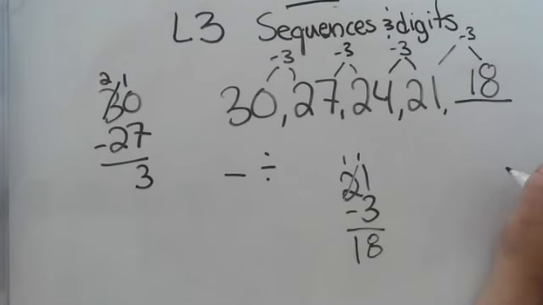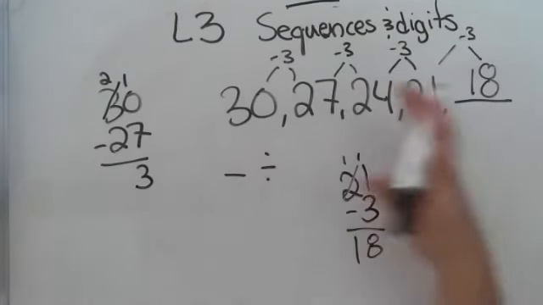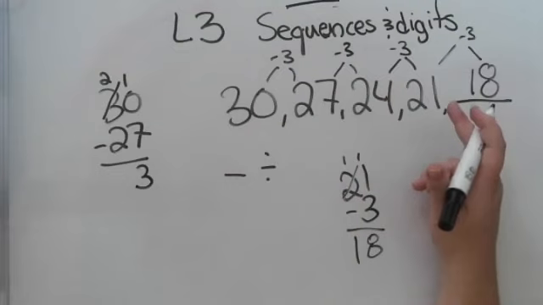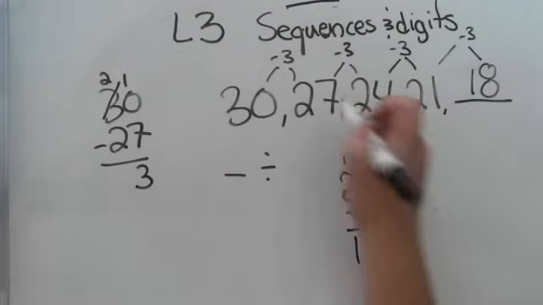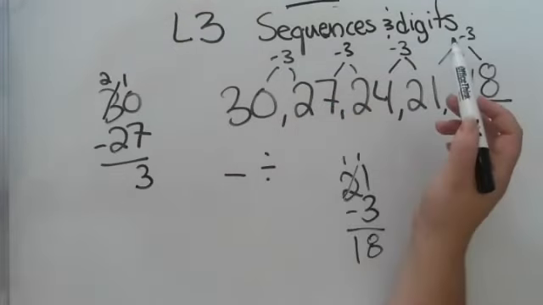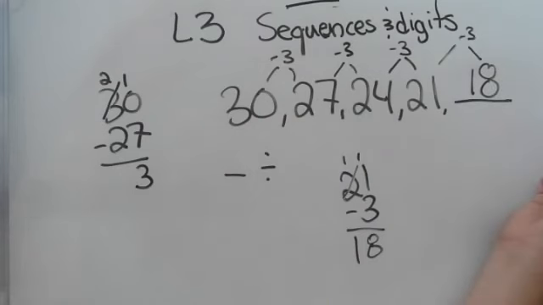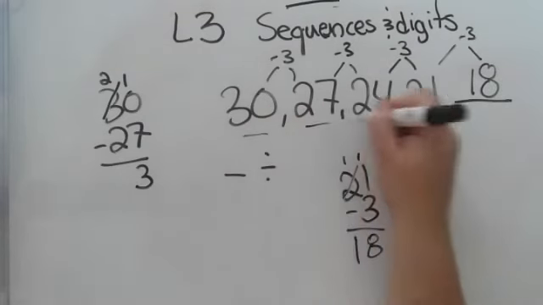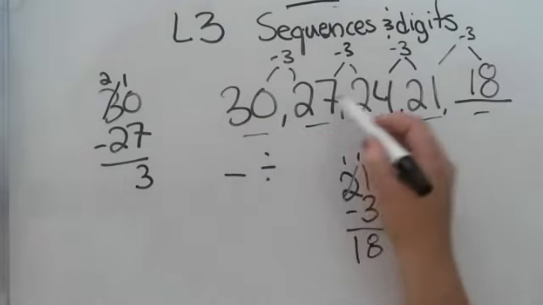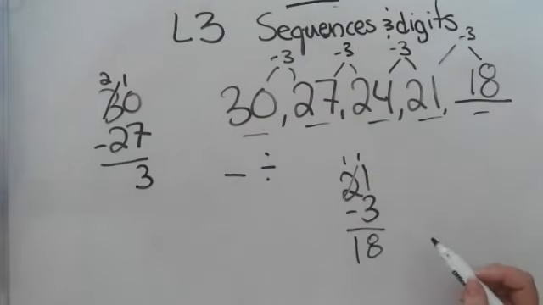That is my missing term. So I have now found my sequence. The code to my sequence is take away 3, and my missing term was 18. I have, in this sequence right now, 1, 2, 3, 4, 5 terms. That is Sequences and Digits, Saxon 4, Lesson 3.